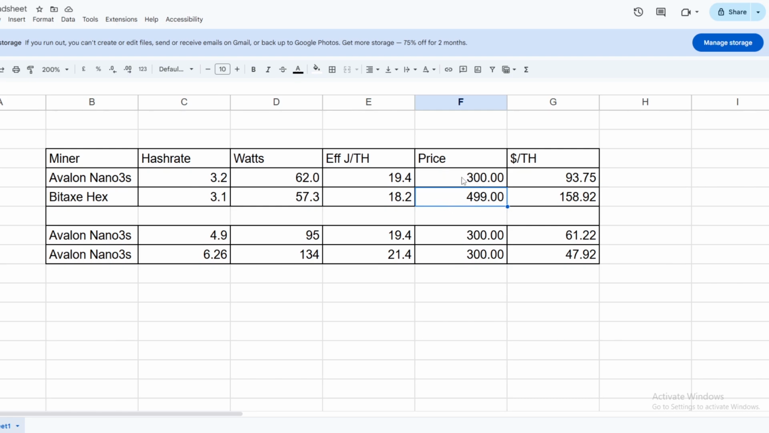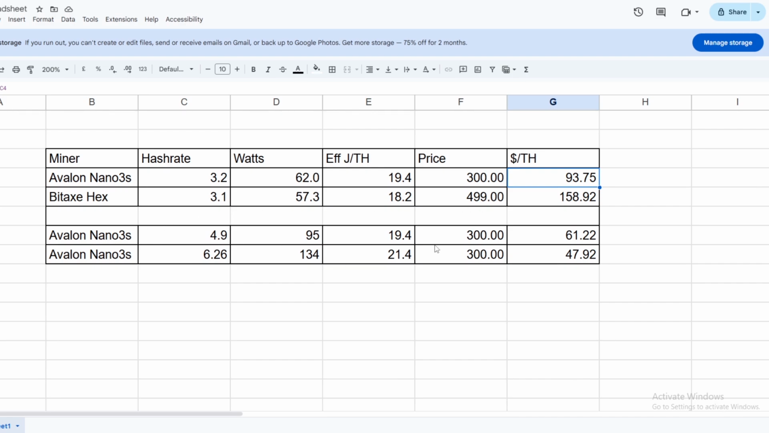And then we have the price here. So $300 for the Avalon Nano3s. And then $400 to $500 for the Hex, depending on if you're getting the Ultra or the Super version. And then lastly, we have the price per terahash. So currently, on the low mode, you're paying $93 per terahash. And then on the Hex, you're paying $158 per terahash. This is why I'm saying it's probably better to get the Super version over the Ultra version if you're looking for more efficiency and a better price per terahash.